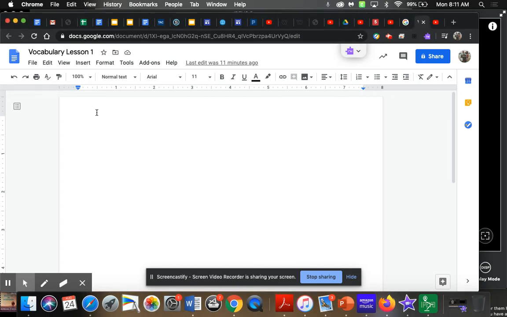Okay, so vocab lesson 1, we have 3 roots. The first 2 are on the first page, page 8. The third one is on the back of page 9. The very first root is cred.